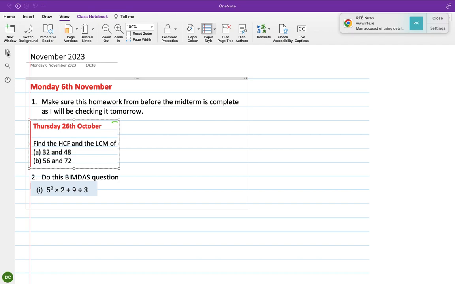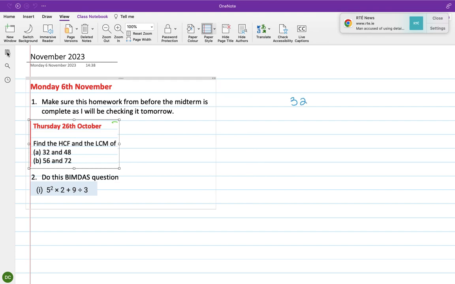Highest common factor and lowest common multiple of 32 and 48. Okay, so we go to that one first. 32 and 48. So I know it wasn't written in the question, but when I gave this, I had told you to use prime factors.